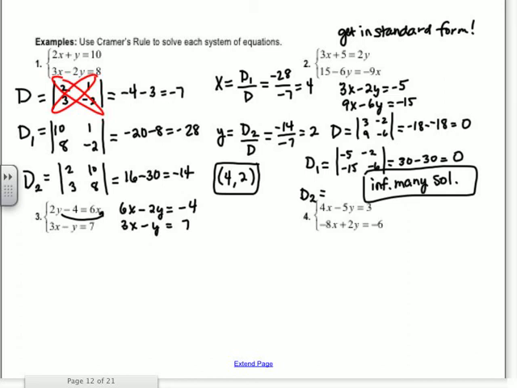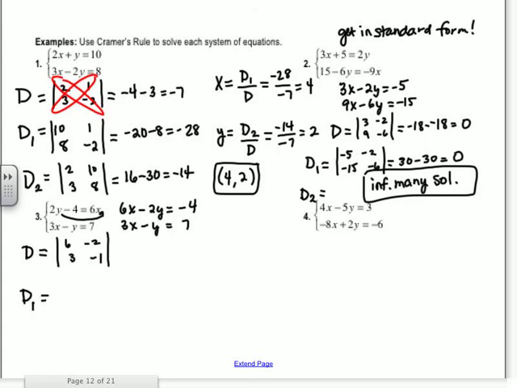If I multiply my second equation by 2, you'd have 6x minus 2y equals 14, right? Is that the same line? No. These are different lines, but they have the same slope. So this is going to be a no solution one. So let's go ahead and see what happens if we tried Cramer's rule. So D would be 6, negative 2, 3, negative 1.